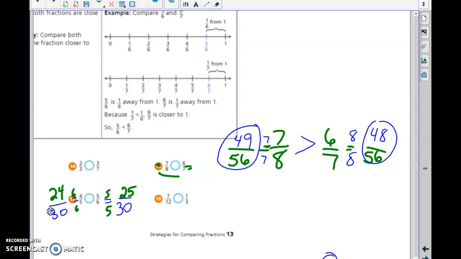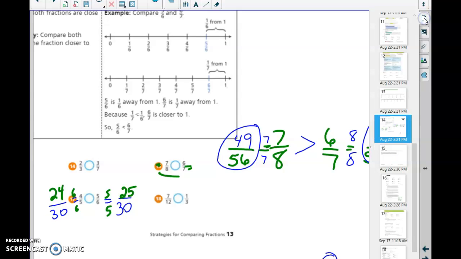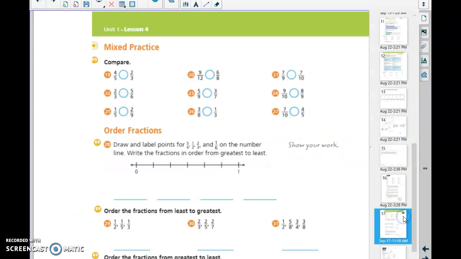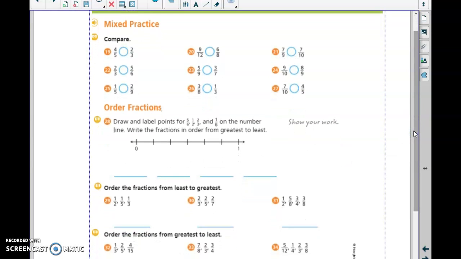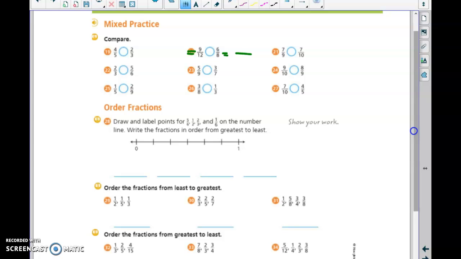All right, let's try another one. We've got about 1 minute left on our recording. Flip over to the next page, and you see a bunch of problems for practice. Here they're asking you to put those in order. Let's try number 20. Okay, this is one that if you don't know your 12s, you can use the multiplication chart in the back of your planner. Find a common denominator and make equivalent fractions.